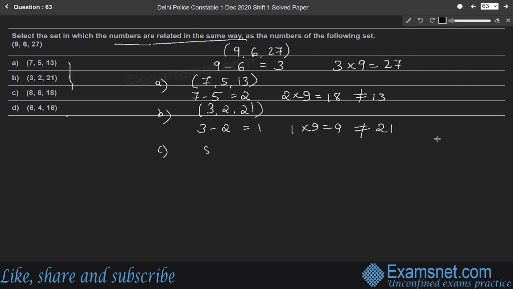Option C, 8, 6, 18. Here the first number 8 minus the second number is equal to 2. 2 into 9 is 18, which is equal to the third number. Therefore, option C is the right answer. You can check with option D also.